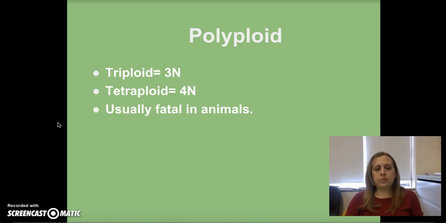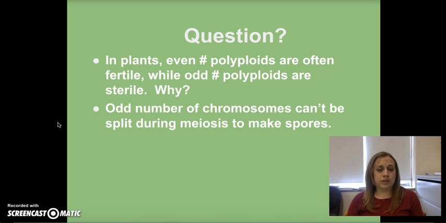All right, so now polyploid is when you have a whole extra set. Instead of being 2N, you would be looking at 3N or 4N, so triploid or tetraploid. So now you're talking about adding a whole other set of chromosomes, or maybe even doubling the number of chromosomes. So if you had 2N, doubling it to 4N. This is not common in animals at all. It's actually usually fatal. However, you do tend to see it in plants.